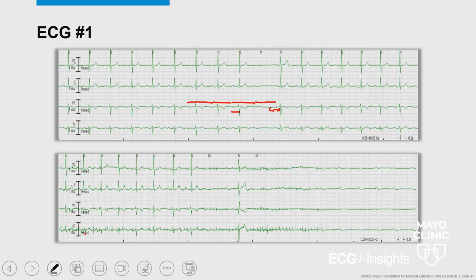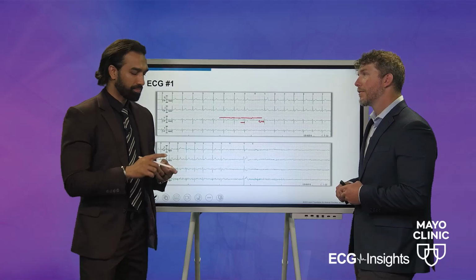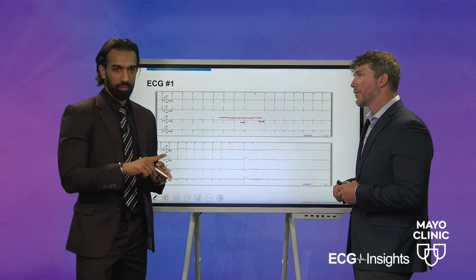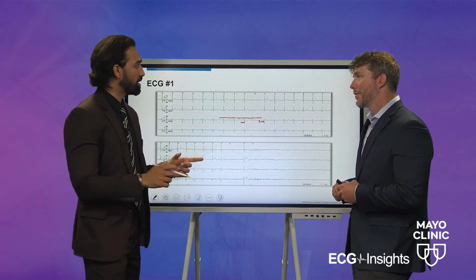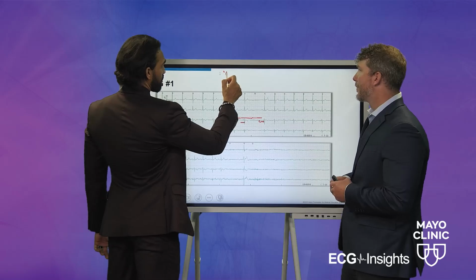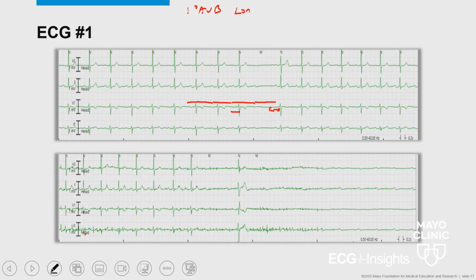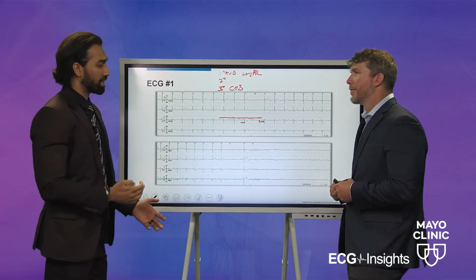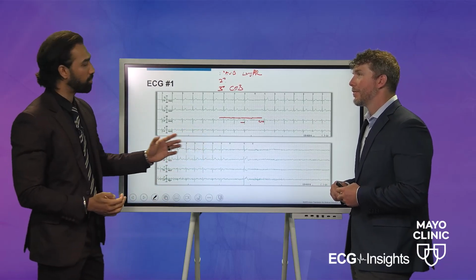And if you go back to your definitions, in AV block, if all beats are conducted P to QRS, but they're just longer, that's first degree AV block. Okay, so long PR, and typically longer than 200, 210 milliseconds. Second, I mentioned third degree AV block is when none of the P waves are making it down to the ventricle. So your P's are doing their own thing, the QRSs are doing their own thing. So that's complete heart block. But in second degree, some of the P waves are conducted and the others are not. So this would fall under second degree AV block.